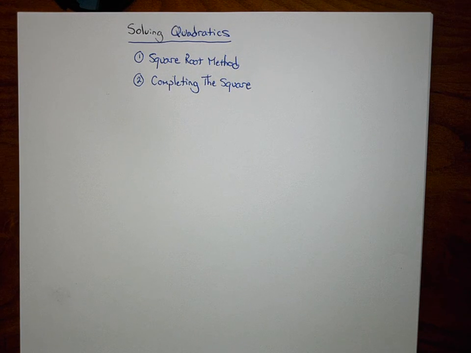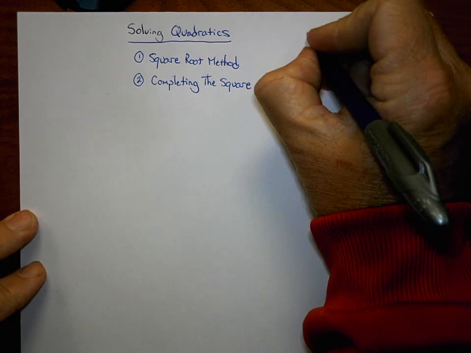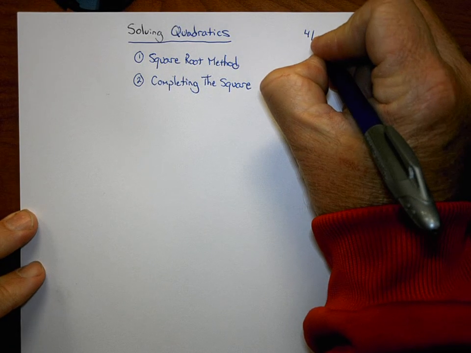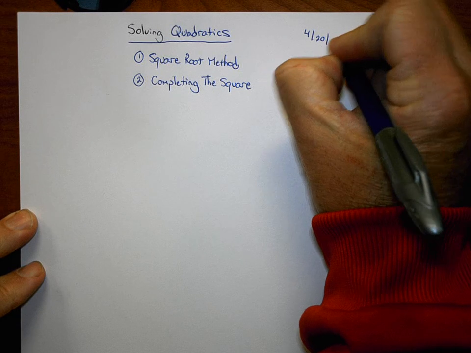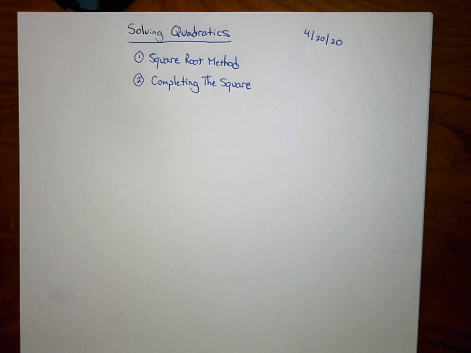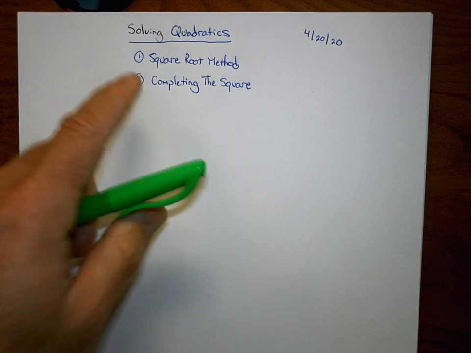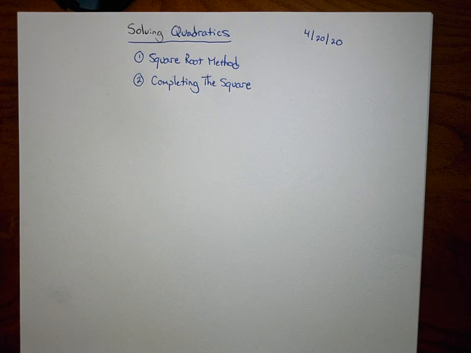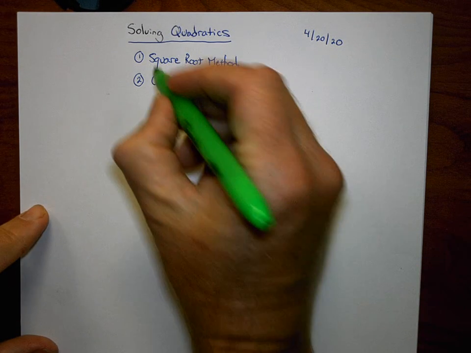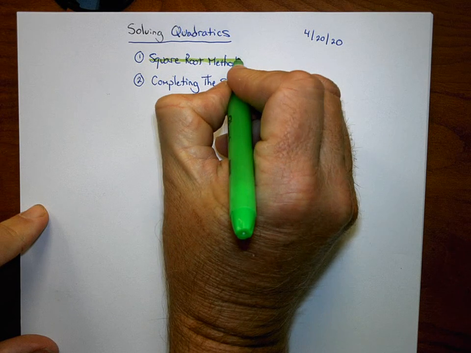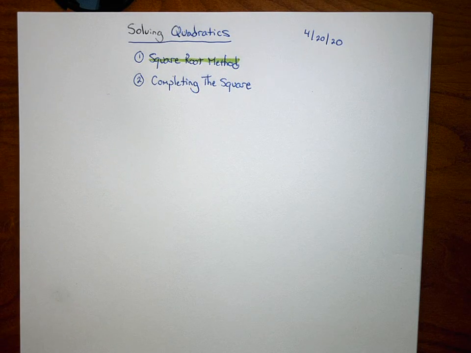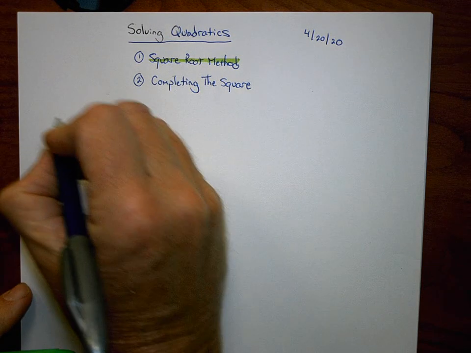Alright, so here's what we're going to go over for this week, and this is the week of April 20th, so today is April 20th, 2020. We are on COVID-19 week number 5 or number 6 here, and we're going to go over two different ways on how to solve quadratics. First way is going to be the square root method, and the second way is going to be what we call completing the square. Okay, so the first thing is the square root method of how to solve quadratics.